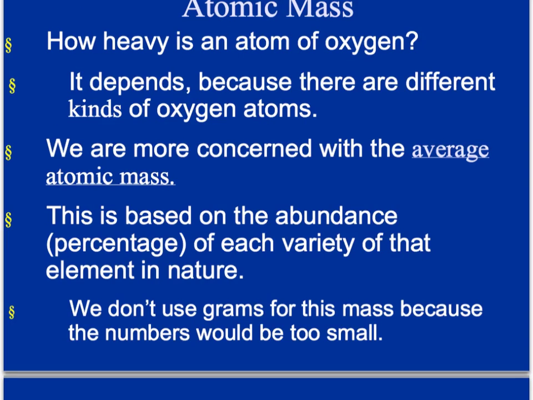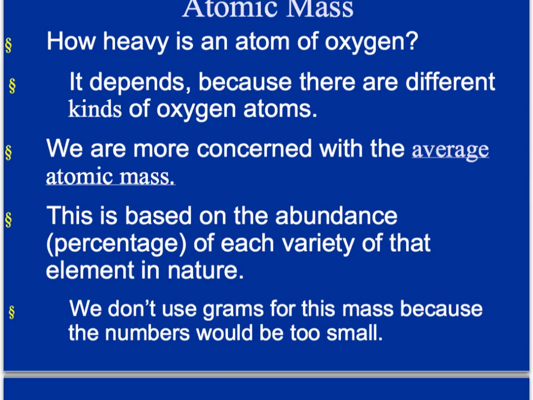So remember, one of the big objectives for this lesson was to be able to calculate the atomic mass. So if we ask the question, how heavy is an atom of oxygen? Well, now that we know about isotopes, we might say that it depends, because there are different kinds of oxygen atoms, or different isotopes. So when we discuss the atomic mass, we are more concerned with the average atomic mass. The way that we calculate this average atomic mass is based on the abundance, or the percentage, of each variety of isotope of that element that appears in nature.